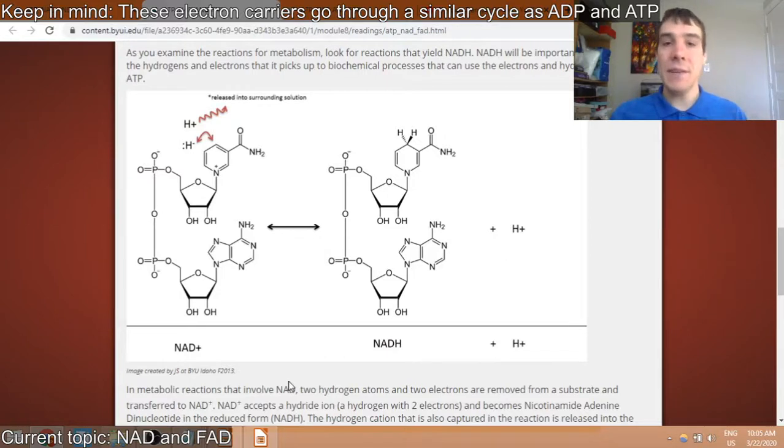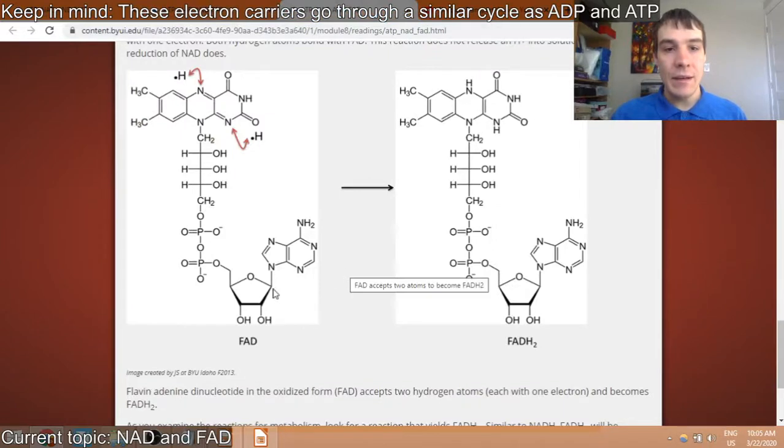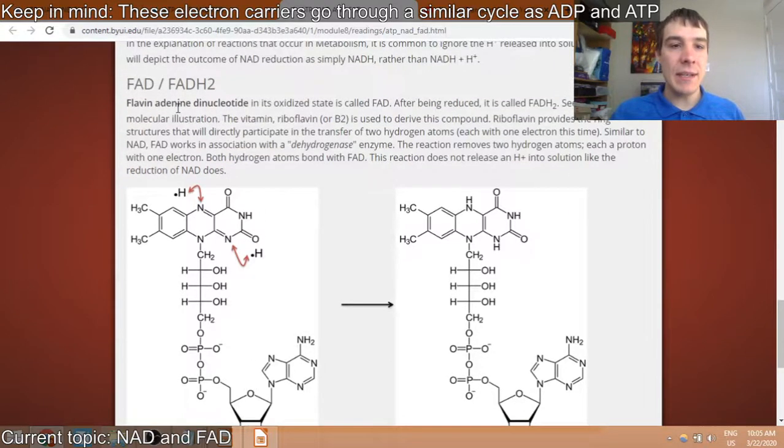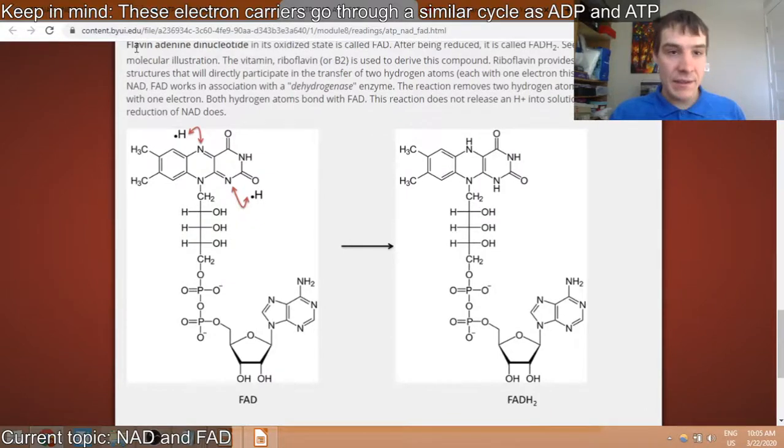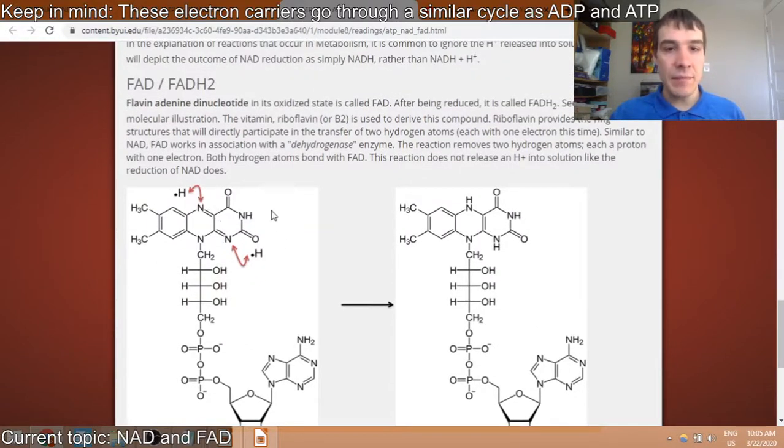Now once again, when nature figures something out, it likes to do the same thing. So let's talk about FAD. FAD looks a lot like NAD. You've got your adenine, your ribose. So there's the A and there's the ribose. 2 phosphate groups, and then this funky glycerol thing going on, and this guy. So FAD is very similar. It's still a dinucleotide, which is the AD. It's an adenine dinucleotide, but now it's flavin. Flavin is the molecule here. This is a flavin molecule.